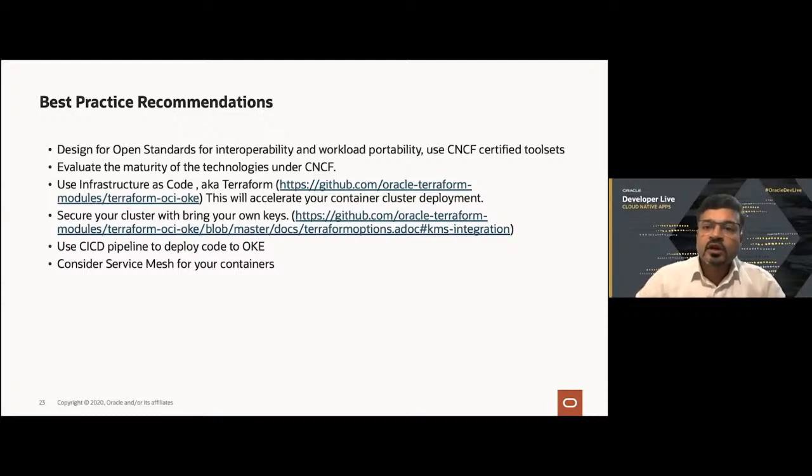And also secure the cluster. That's very, very important. Bring your own keys so that you can encrypt your etcd cluster, the Kubernetes cluster, with your own keys, because you're basically using the managed services. We've actually used a CI/CD pipeline to deploy code to OKE, which makes it more repeatable and standard, so that we can deploy in multiple environments with ease. And more importantly, I just wanted to highlight: consider using a service mesh for your containers, so that you secure your inter-container communications and also have very decent service discoverability across the compute. So that's all I have.